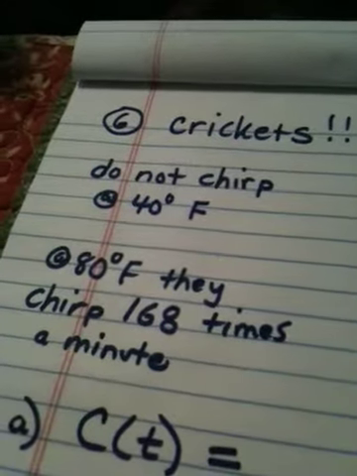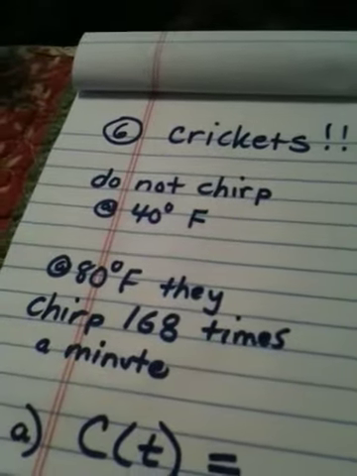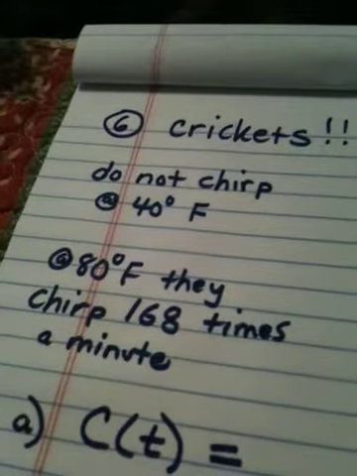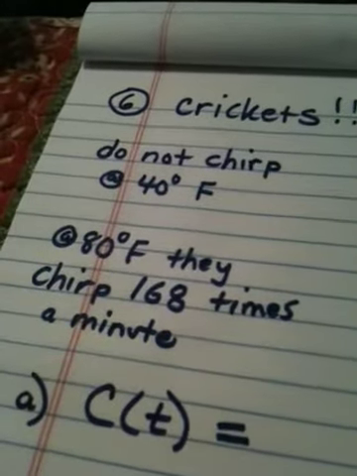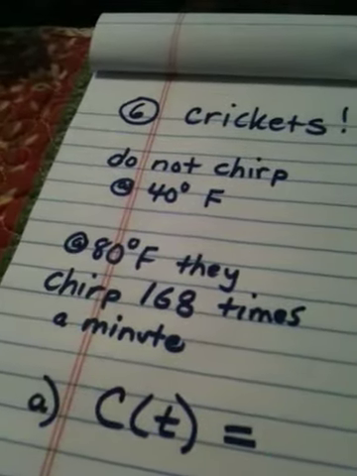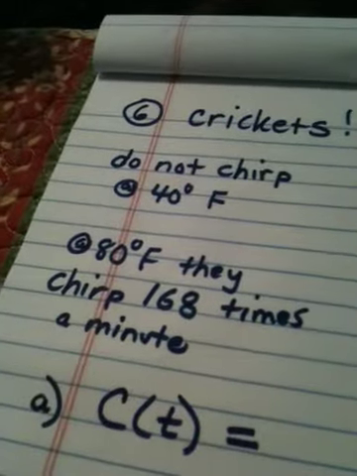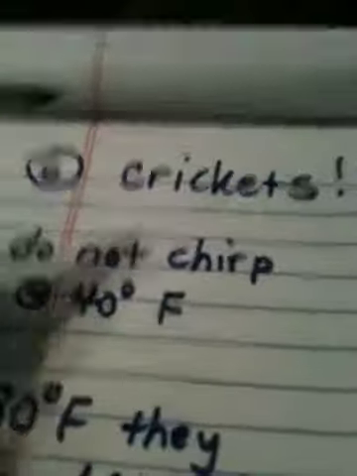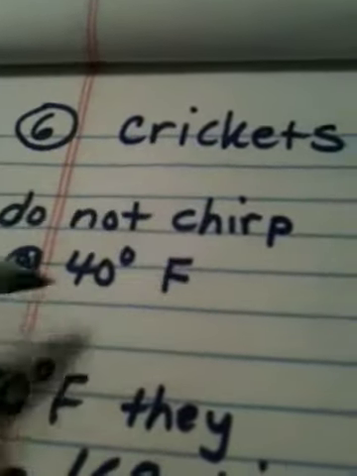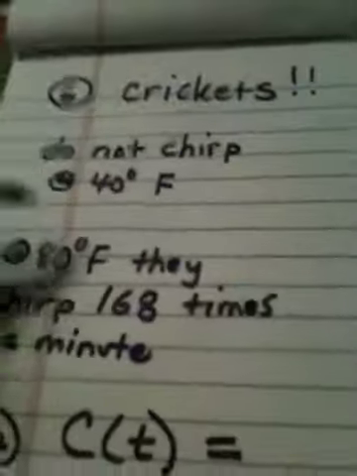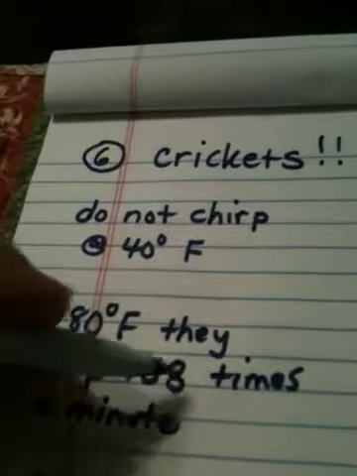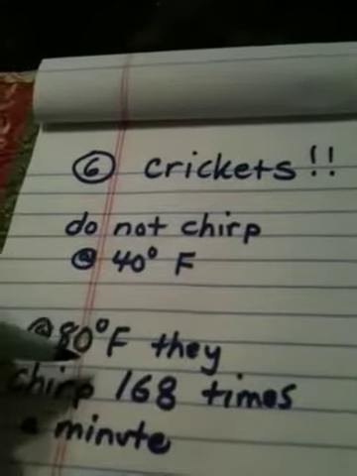Whatever. This kind of cricket makes is linearly dependent, so there we go with the y equals mx plus b stuff, on the temperature T in Fahrenheit. Okay, so here we go. Crickets do not chirp at 40 degrees Fahrenheit. Crickets chirp 168 times per minute at 80 degrees Fahrenheit.